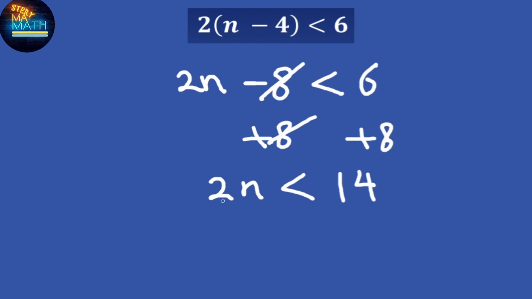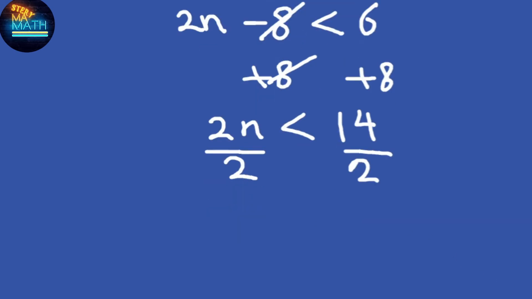And the coefficient is 2, so you will divide by 2. Here is divided by 2, and also here divided by 2. 2 divided by 2 is 1, so it's n less than 14 divided by 2 is 7.